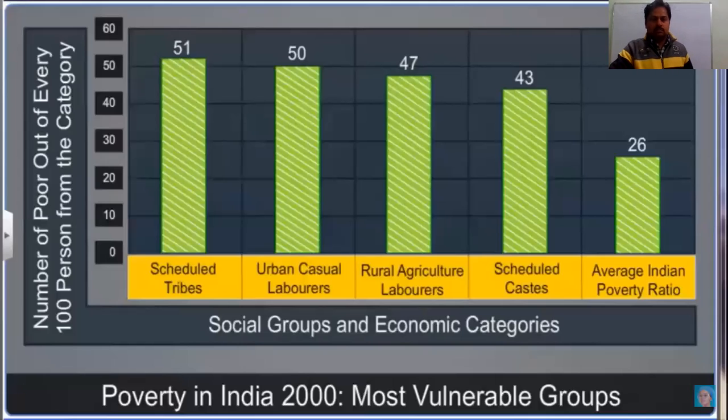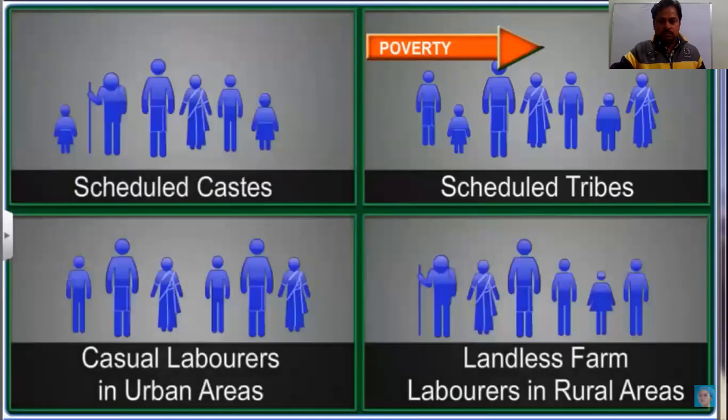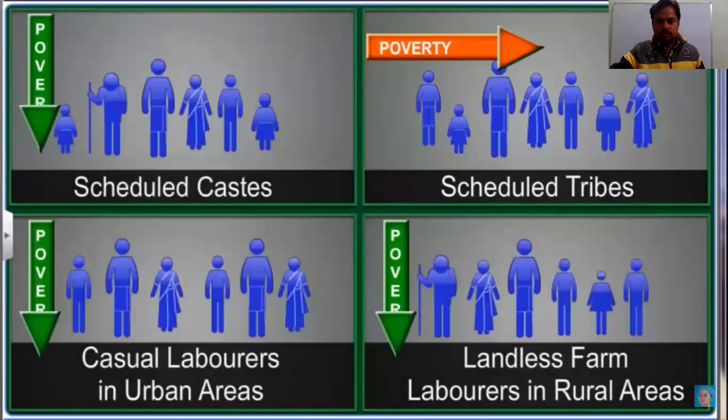The situation is worse for people belonging to more than one of these most vulnerable groups. For example, a landless farm laborer who belongs to a scheduled tribe is usually poorer than other farm laborers belonging to higher castes. The scheduled tribes continue to be the most vulnerable group, as studies show no decline in the poverty of these people. The other three groups, however, have shown some decline in poverty in the last decade.